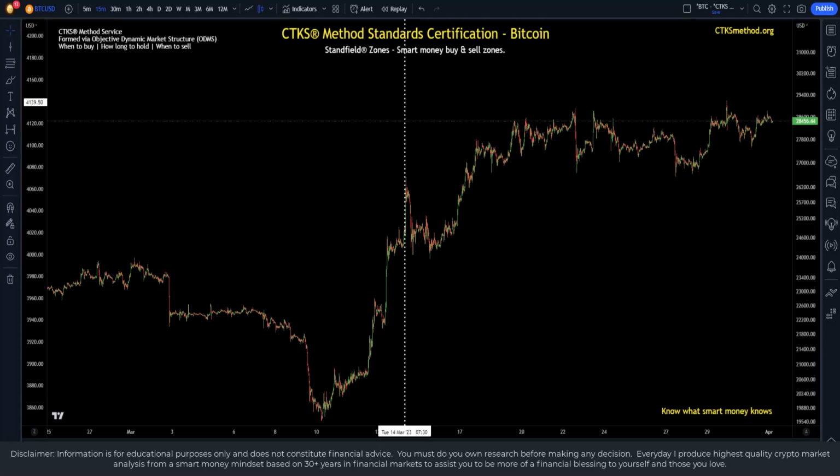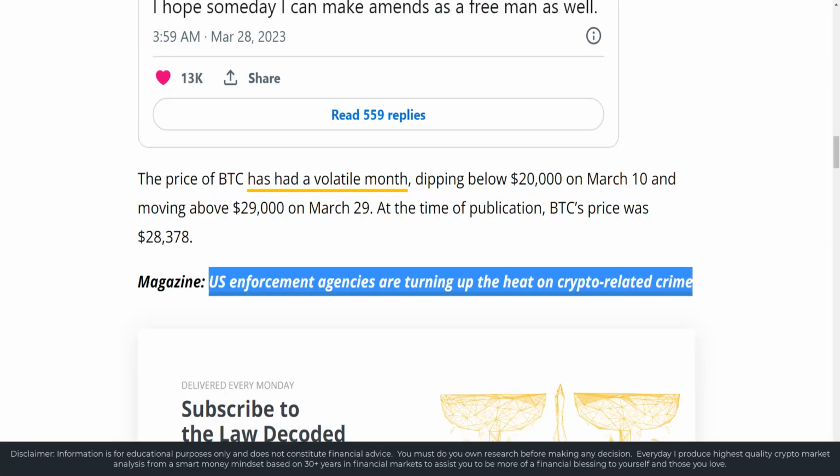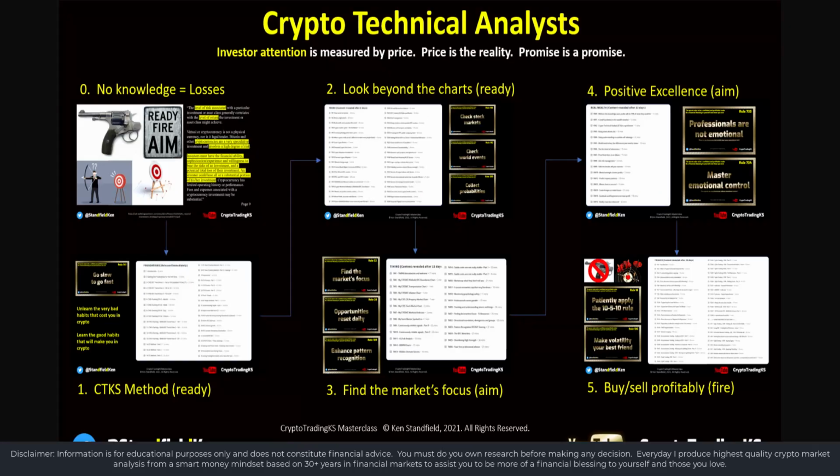Don't forget, the governments basically all around the world are broke. They want to get their best price on their recovered stolen assets. They say crime doesn't pay unless, of course, you're a lawyer or you're the government. And in that case, it pays really, really well. So it's pretty fair to see that the US enforcement agencies are turning up the heat on crypto-related crime. They want the money.